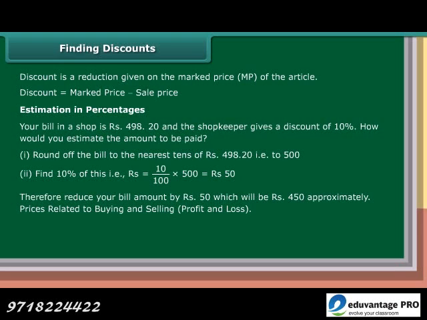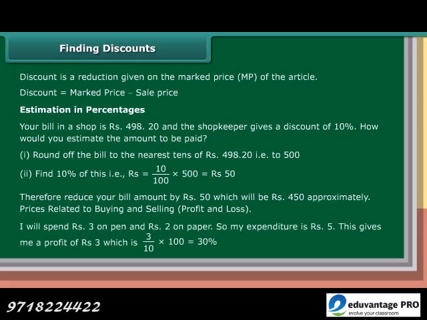Price related to buying and selling, profit and loss. I will spend rupees 3 on pen and rupees 2 on paper. So my expenditure is rupees 5. This gives me a profit of rupees 3, which is 3 upon 10 into 100, which is equal to 30%.